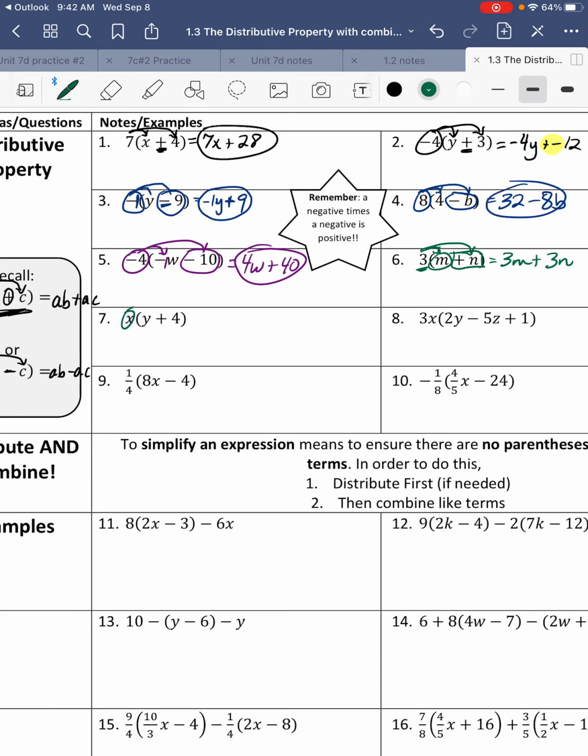Number 7, we have x times y is xy. X times a positive 4 is a positive 4x. No like terms, so this is our final answer.